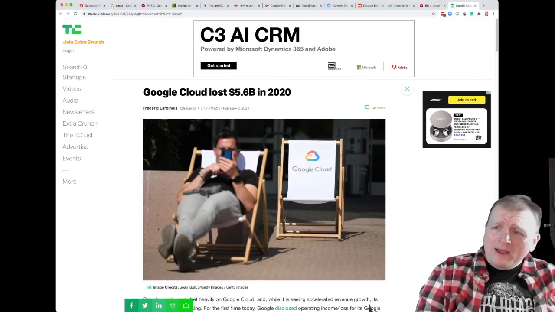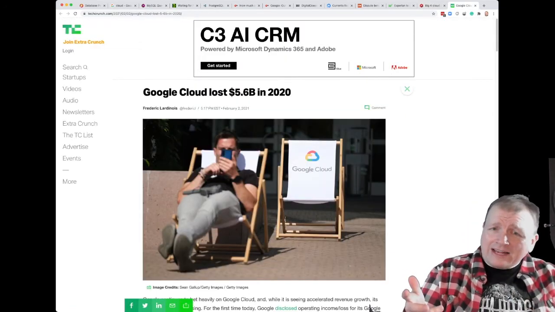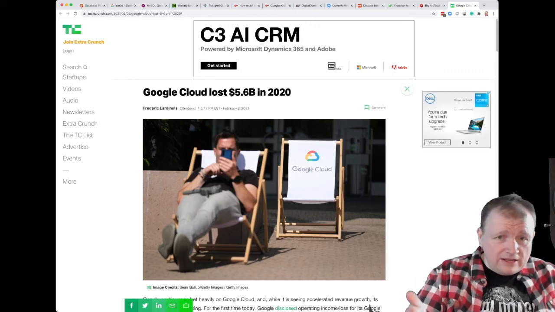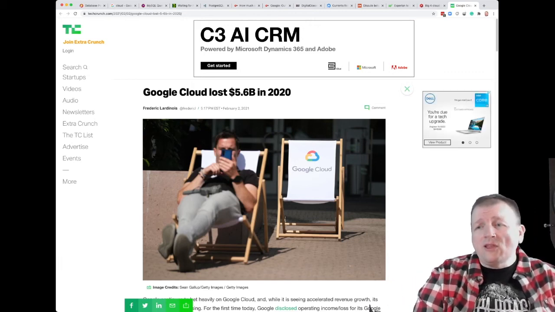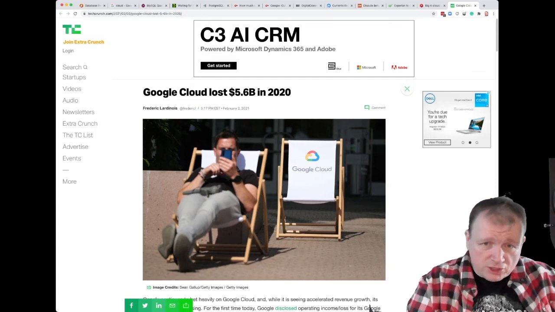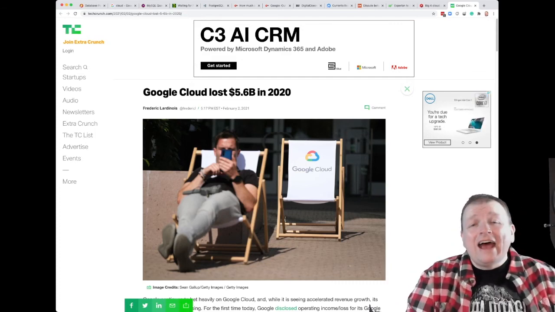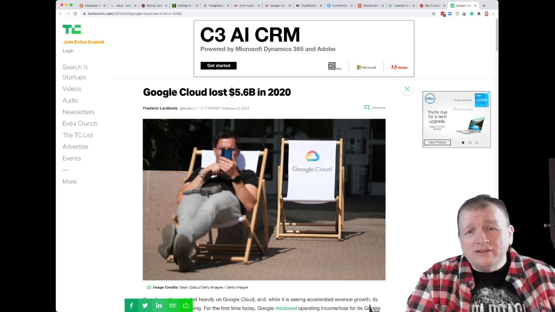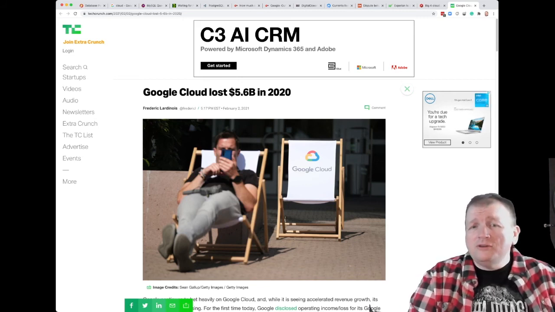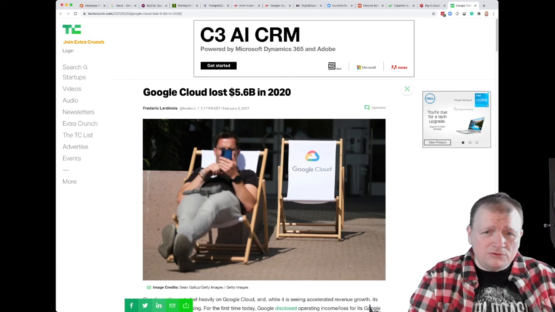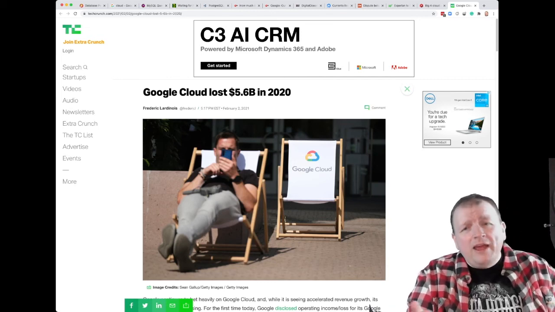And while they're making money, evidently they're not actually making profit. Google reported this week that they lost $5.6 billion this year. So if I lost $5.6 billion this year, I don't know if I would still be welcomed into my house or into most businesses. But hey, we live in a weird world.